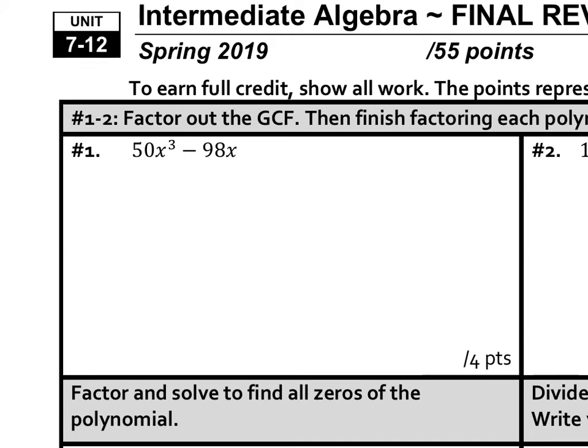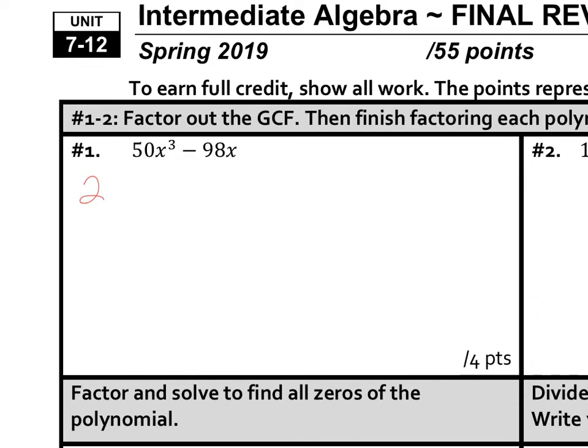So let's start. First off, number 1 says to factor out the GCF. So let's find the greatest common factor between 50 and 98. Both of those numbers are even, so we can try 2 and see if it works. The numbers 50 and 98 do not share any number that's bigger than 2, so 2 is going to be our GCF. Then we look at x's.